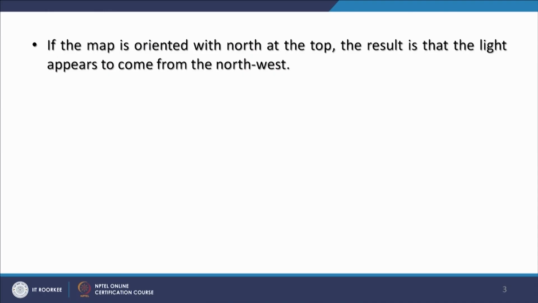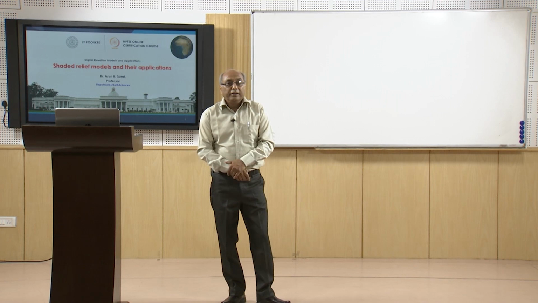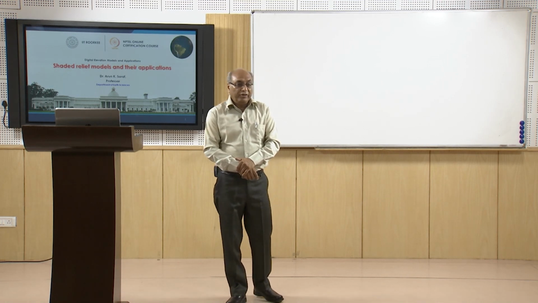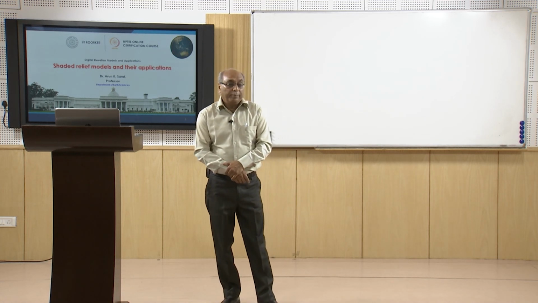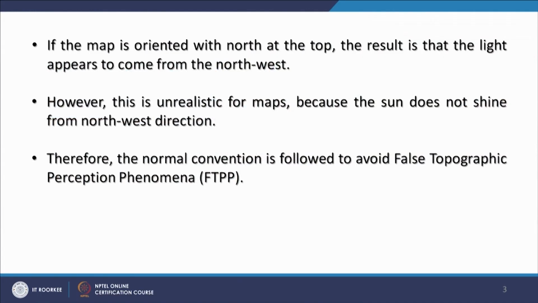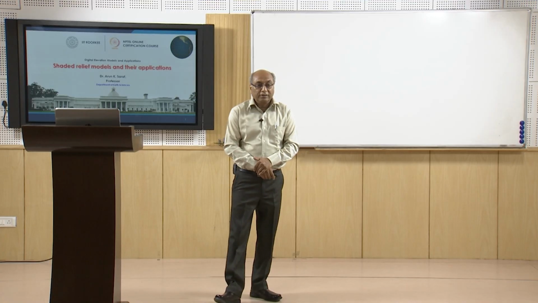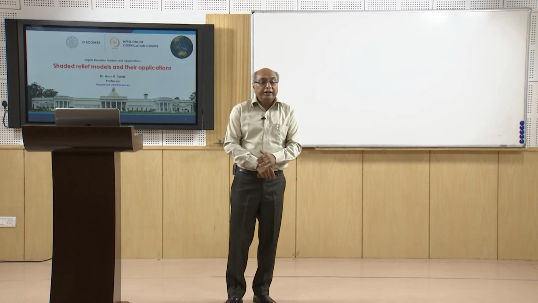A map is always oriented with north upward. So if a map is oriented with north at the top, the result is that the light appears to come from the northwest. This is always assumed, and based on that these default values have been kept in the different software. However, this is unrealistic for maps because the sun does not shine from the northwest direction. In the real world this never happens, because before it reaches the northwest direction it will set in the west. Therefore, the normal convention is followed to avoid the false topographic perception phenomenon as I have just discussed. Hill shading is an effective technique to give a 2D map of terrain a 3D appearance.